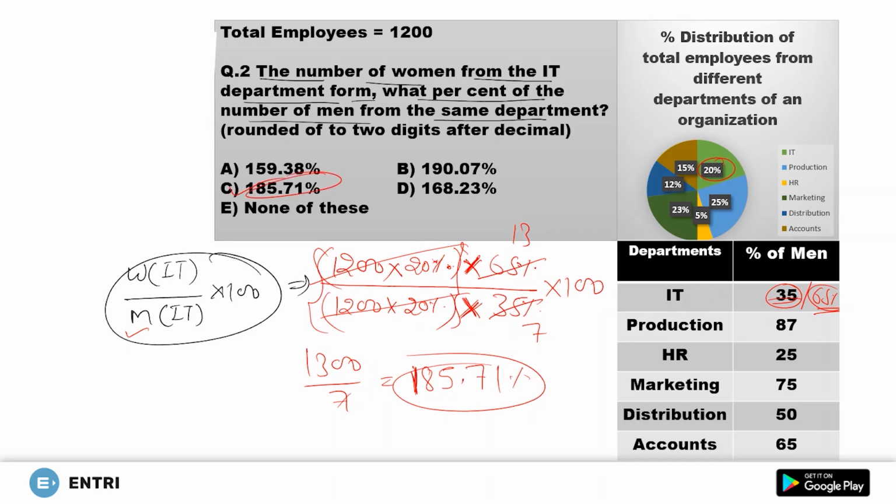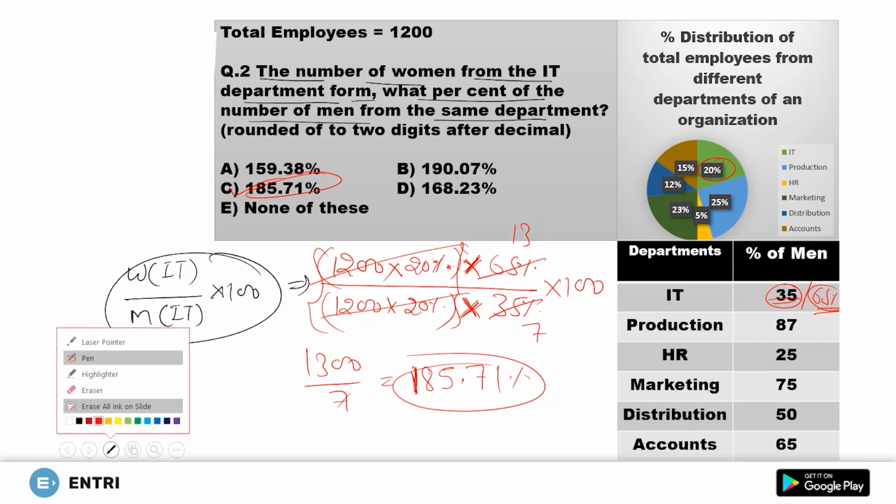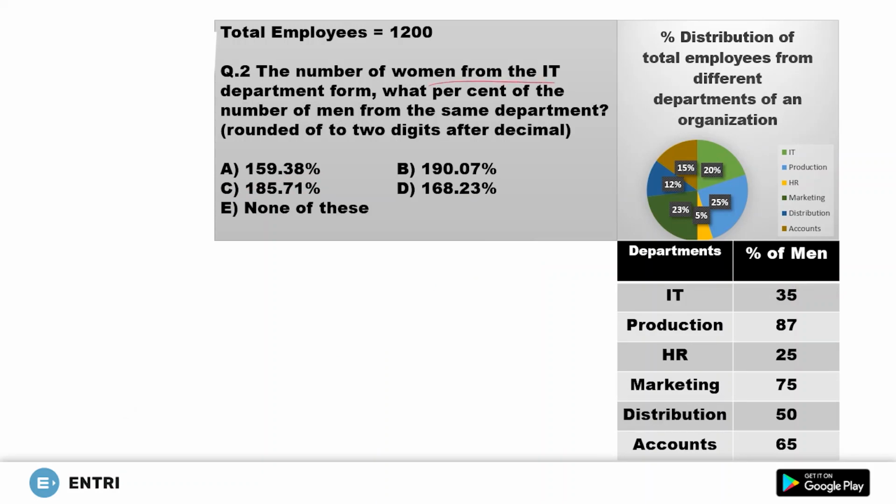So I hope this question is clear. Now if you have to calculate the answer, just write this: women in IT, what are women in IT? 65 divided by, because you have to find out the percentage in the same department, so everything will be same. So you have to calculate only by using the percentage of male and percentage of female. So women upon men equals 65 upon 35 into 100, and you will get 185.71. This is the right answer.